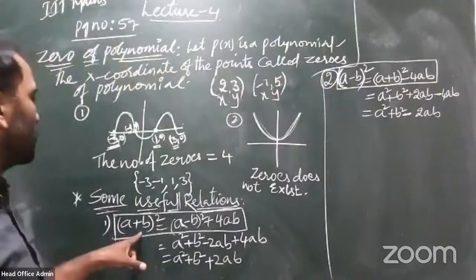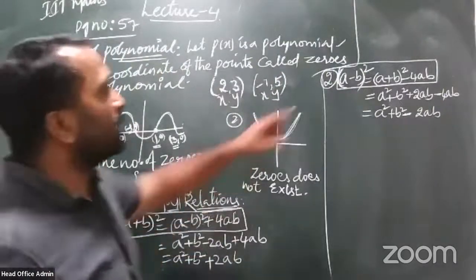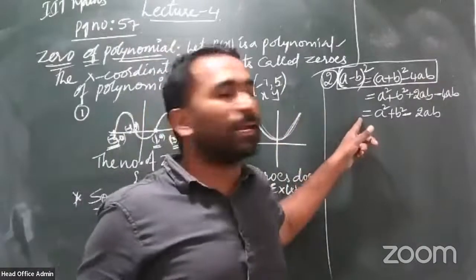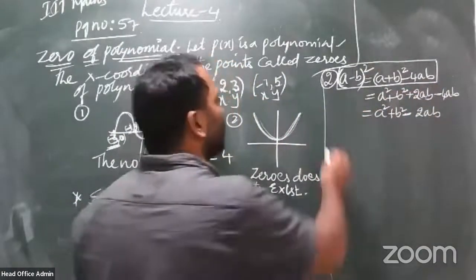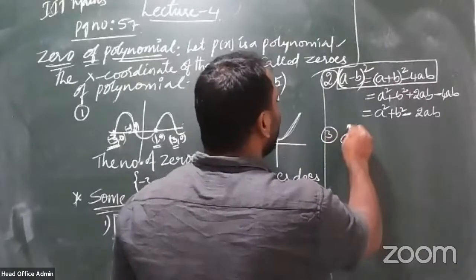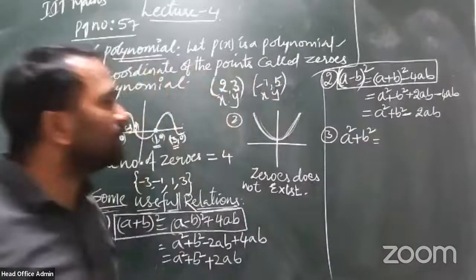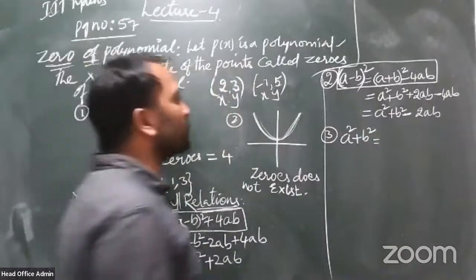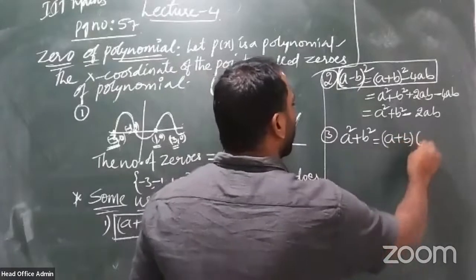So (a plus b) whole square can be written as (a minus b) whole square plus 4ab, and this (a minus b) whole square can be written as (a plus b) whole square minus 4ab. Right? And coming to 3, a square plus b square. What do you write for a square plus b square? A plus b into a minus b.